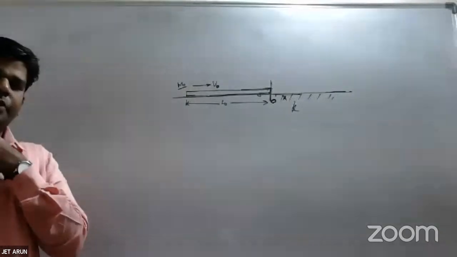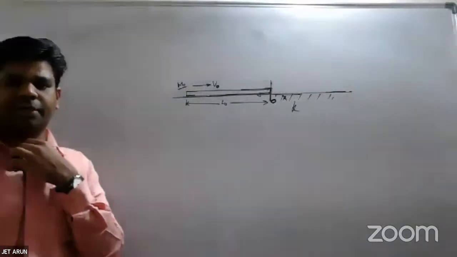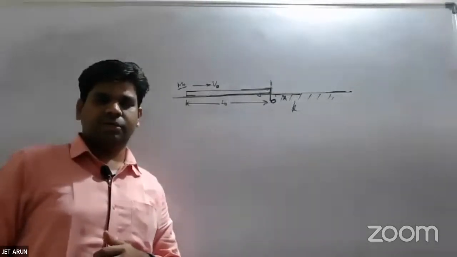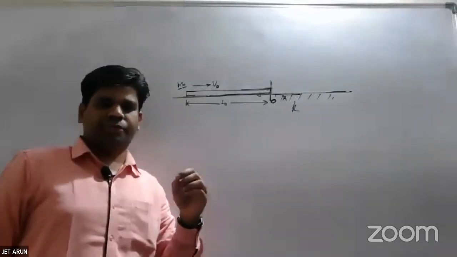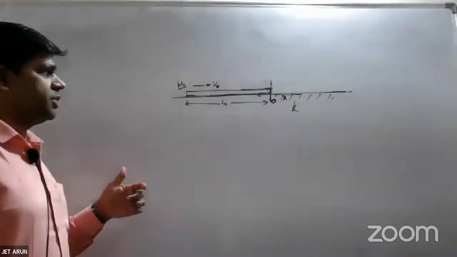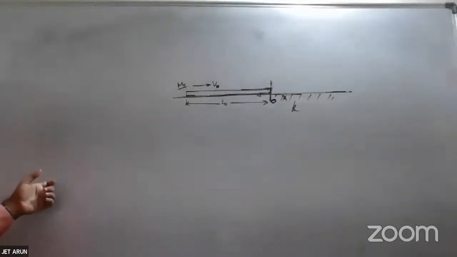So for anything, what do we need? We need acceleration. Once we get acceleration, we are done. To get acceleration, we draw the FBD and then write F is equal to ma. From there, I get the acceleration. But to draw the FBD, I need a reference frame. So I choose ground as the reference frame.